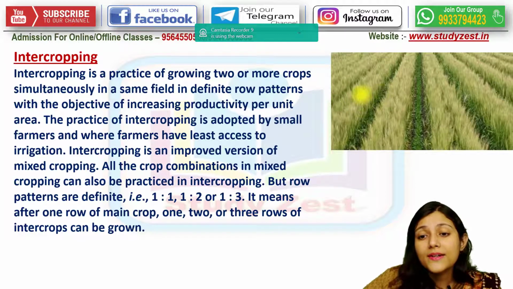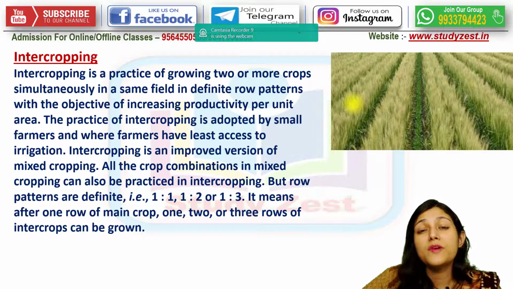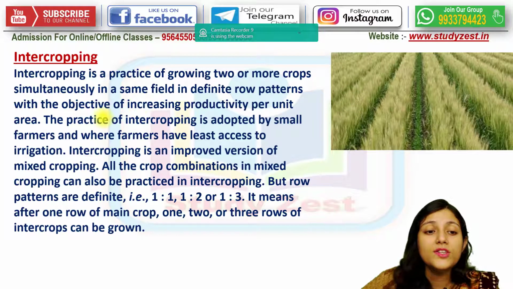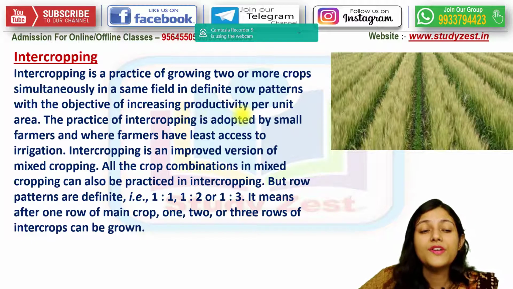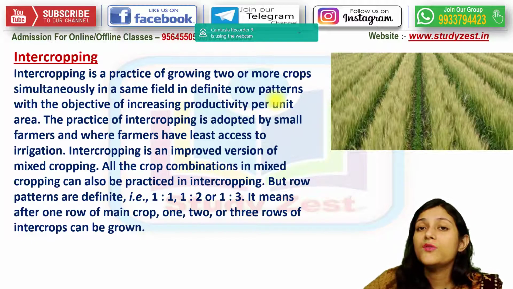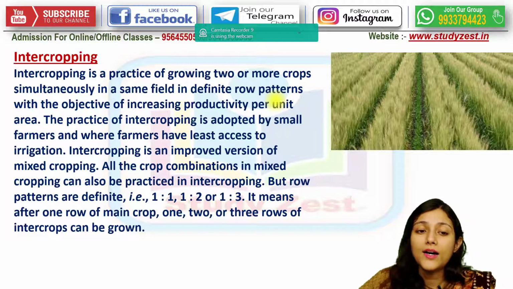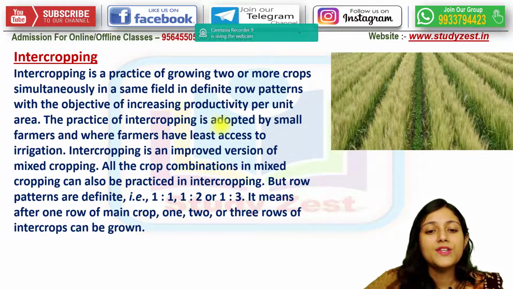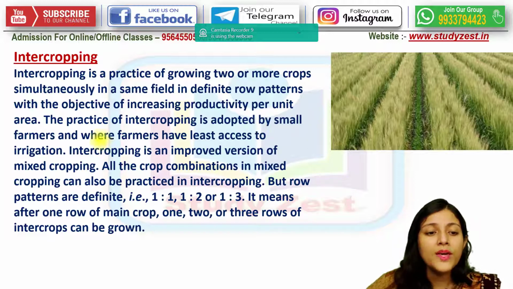Okay, the patterns where it will be planted, where it will be cultivated, there will be a fixed position of that, with the objective of increasing productivity per unit area. In per unit area, the amount of productivity will be calculated, will be counted, so it has to be very particular. This practice of intercropping is adopted by the small farmers, okay, and where the farmers have least access to the irrigation.